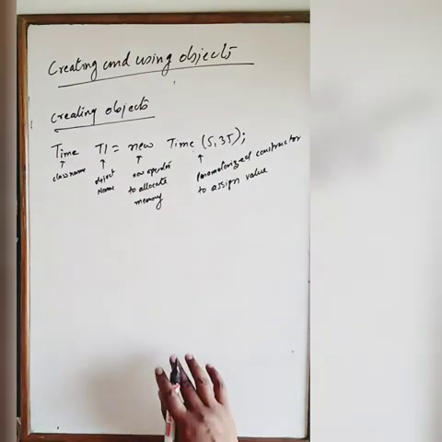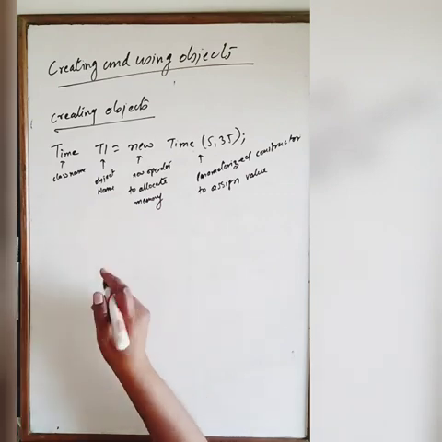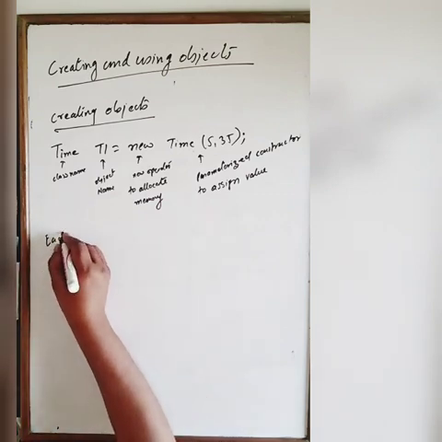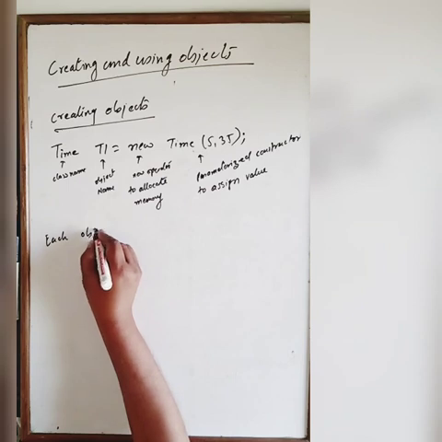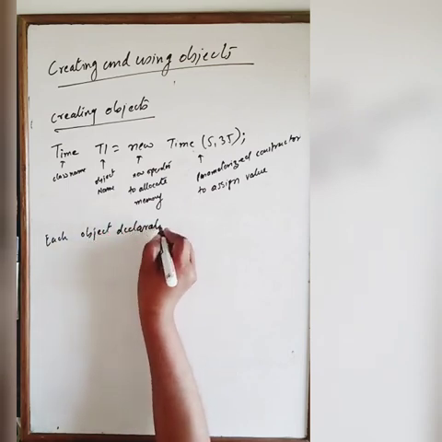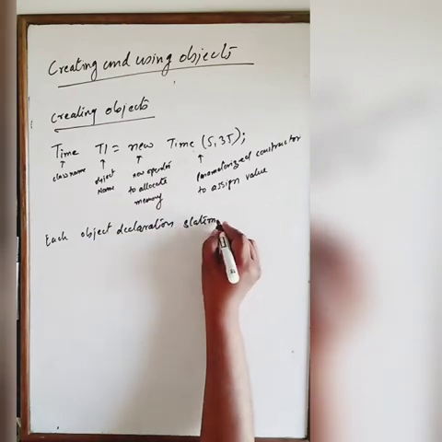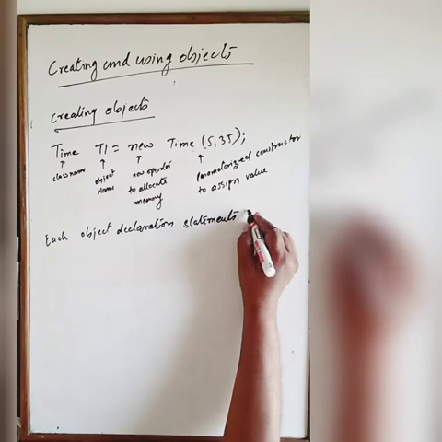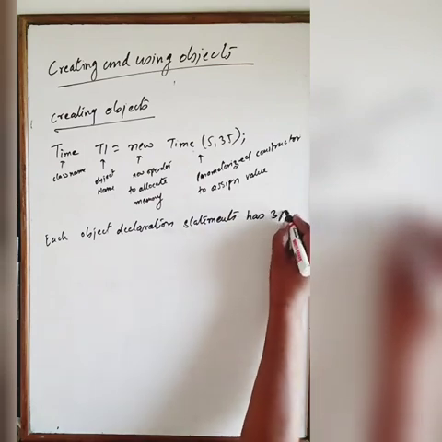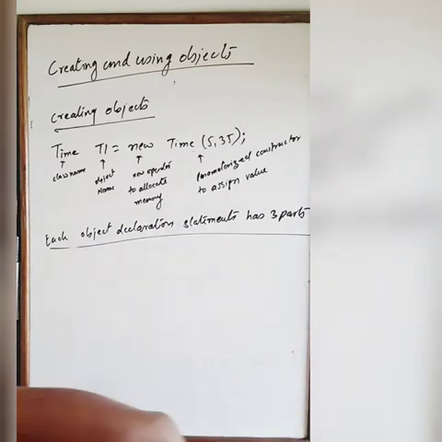Okay, now each object declaration, you can say declaration or creation statement, has three parts. Okay, very easy. We'll see how it has three parts.